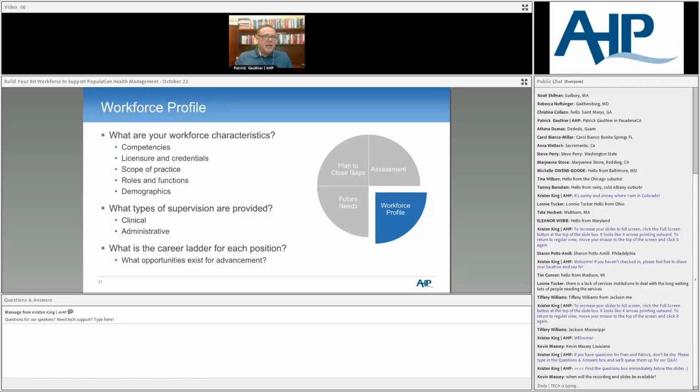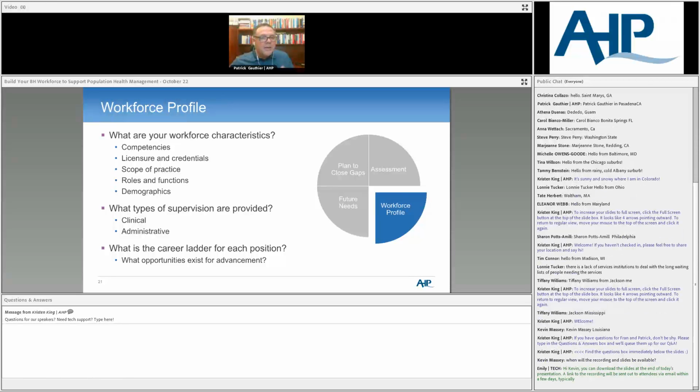What roles and functions do you have people playing? For example, a clinical director, a medical director, clinical social workers. And how do those align with the types of folks that you're serving? Are you properly structured to meet the demographic, socioeconomic, clinical, social needs of the people that you're serving? Then what types of supervision are currently being provided, clinically and administratively?